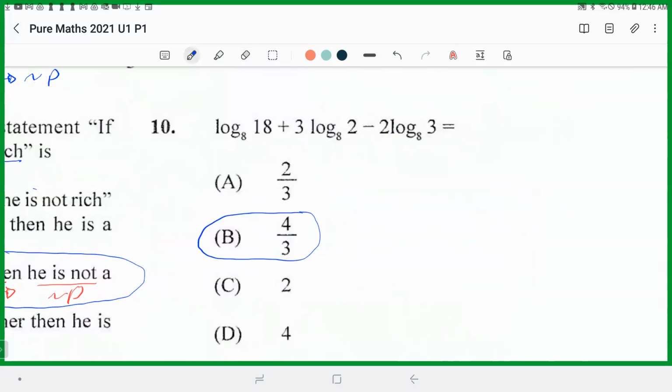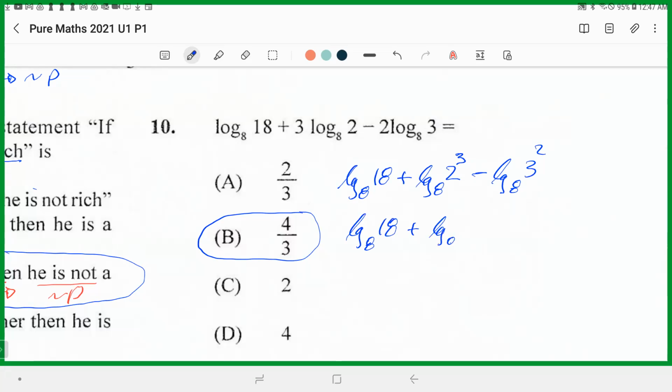So I'm going to get log to base 8 of 18 plus log to base 8 of 2 cubed, which is 8, and minus log to base 8 of 3 squared. So it's log to base 8 of 18 plus log to base 8 of 8 minus log to base 8 of 9.